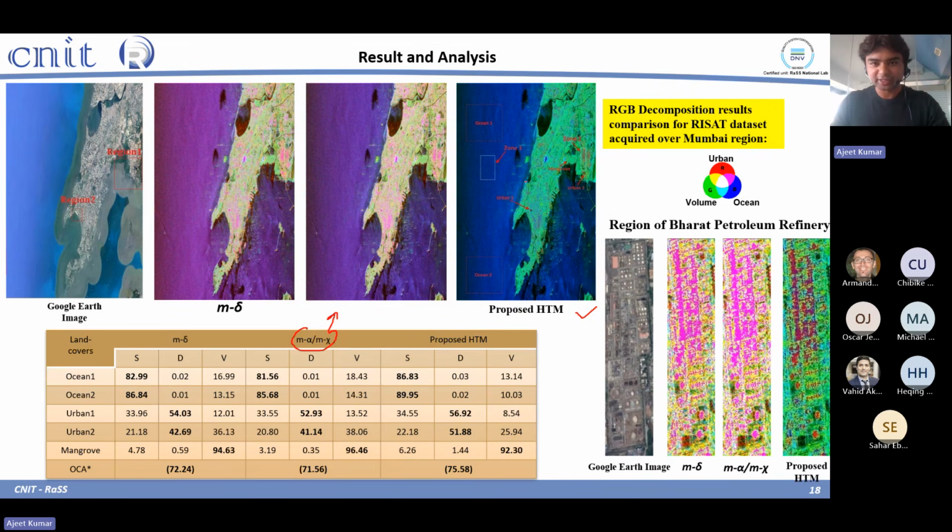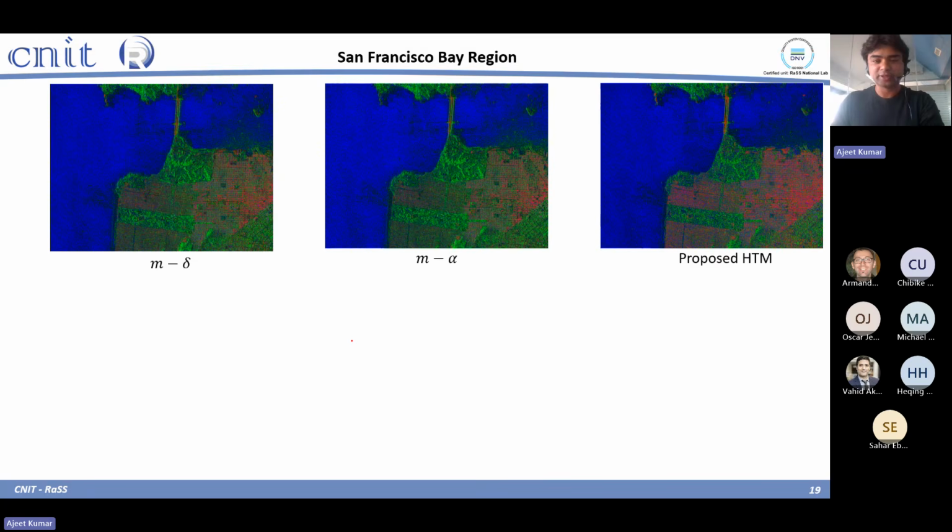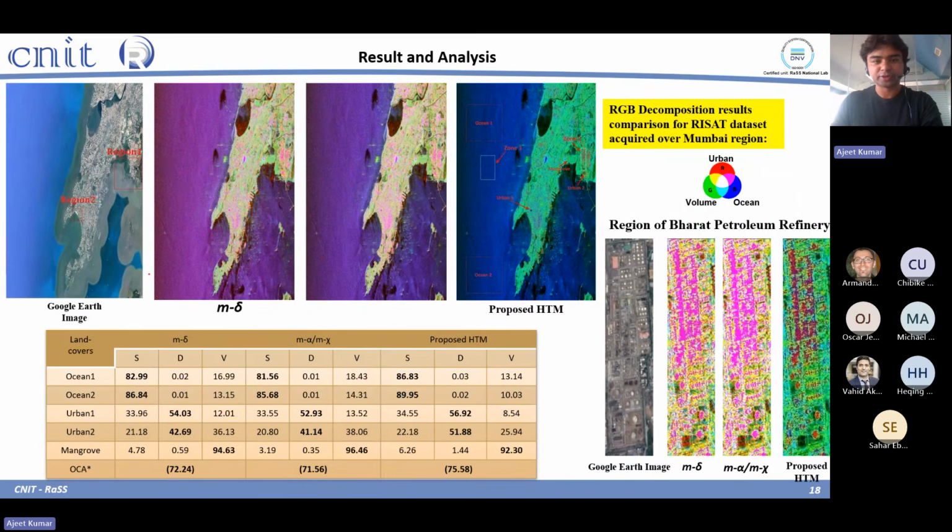You can even see here the ocean, urban, and volume are more prominently visible in the proposed method than the other one. Also, quantitatively it performs better. We also validated it on this one. This data is not freely available, so it was in collaboration with ISRO, and they have provided this data.